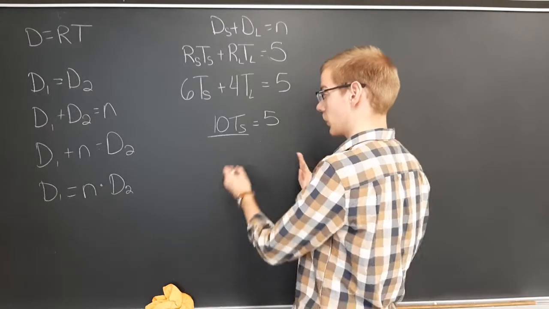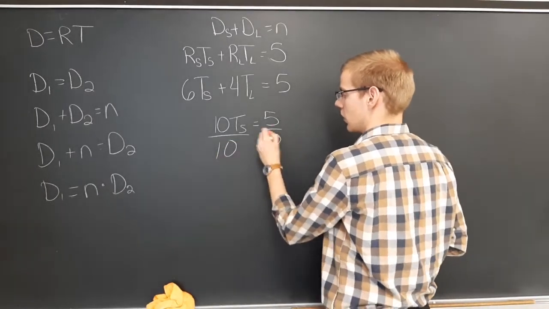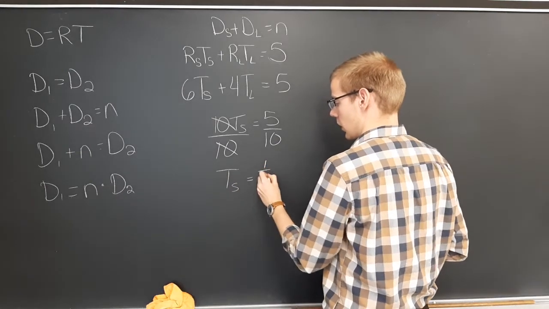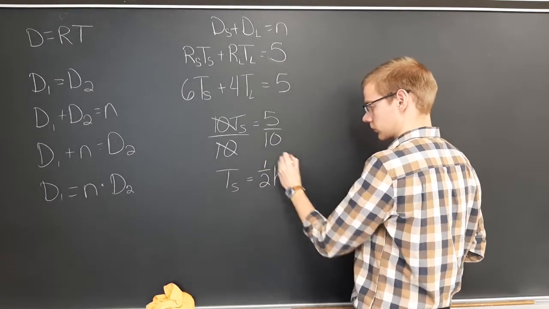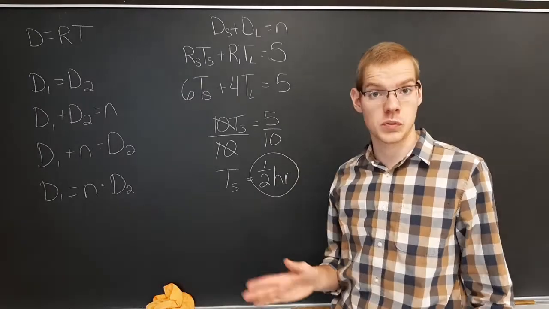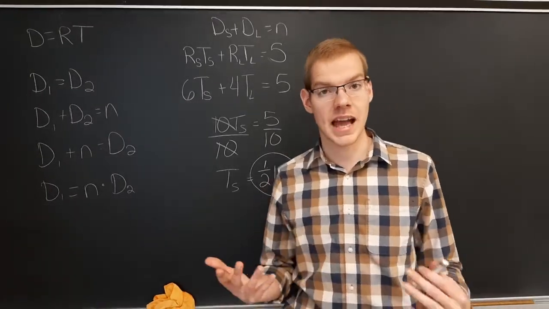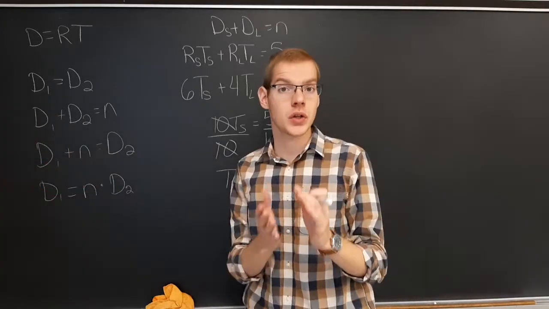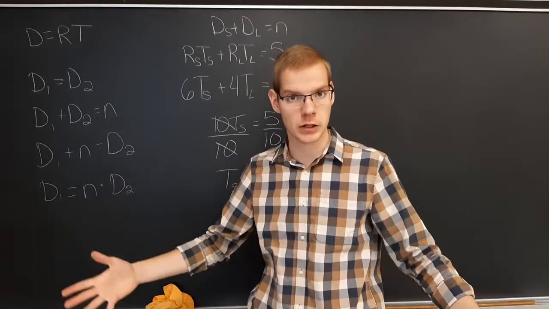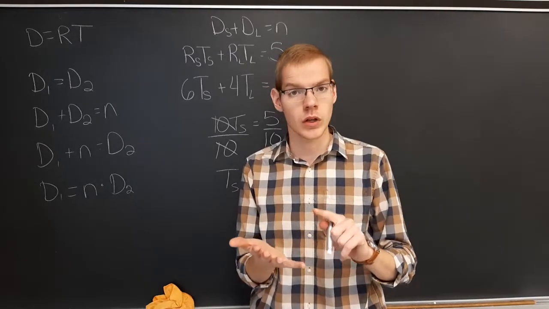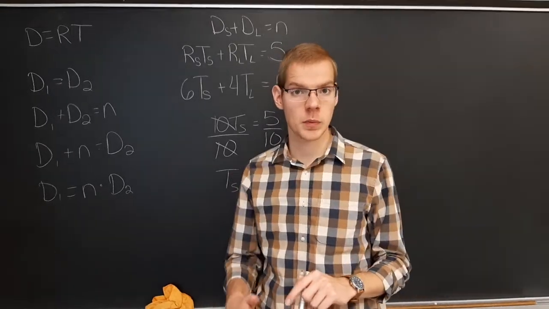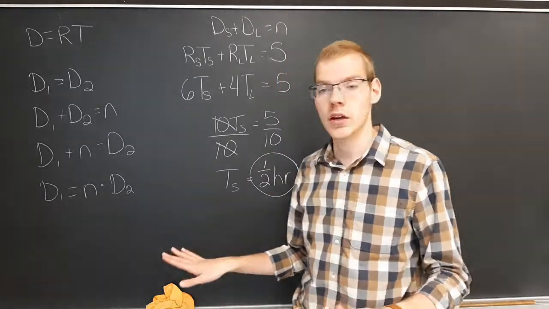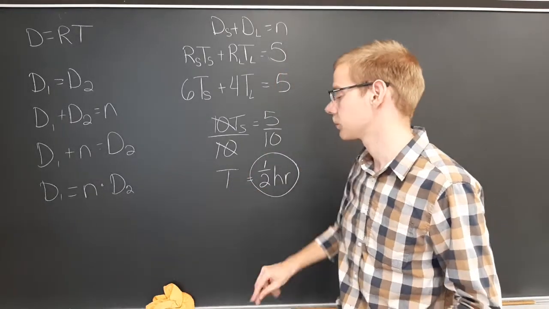Now, what do we do after this? Divide 10 by 10. The time is half an hour. The time for the small b is half an hour. And we know that they're just flying and flying and flying until they come up to 5 miles apart. So for the large b and the small b, they both have half an hour to fly. So this S really doesn't matter.